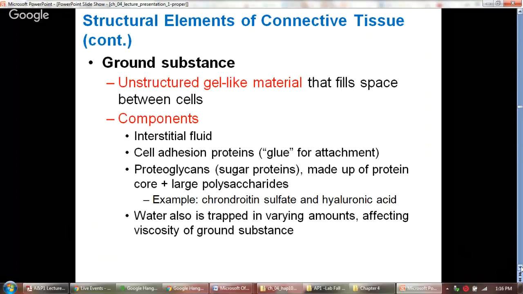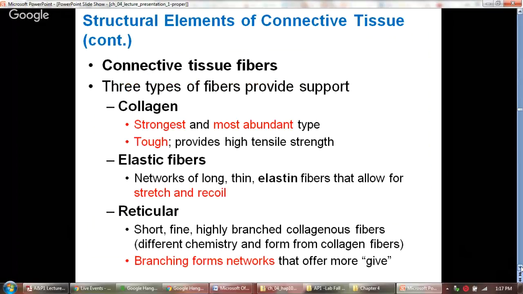That's why it's called proteoglycans. They're made up of a protein core and large polysaccharides. The chondroitin sulfate and the hyaluronic acid are some of the proteoglycans you encounter in the connective tissue. And water is also a component of the ground substance, and it's trapped in varying amounts. Based on how much water has been trapped, the viscosity of the ground substance varies from tissue type to tissue type.